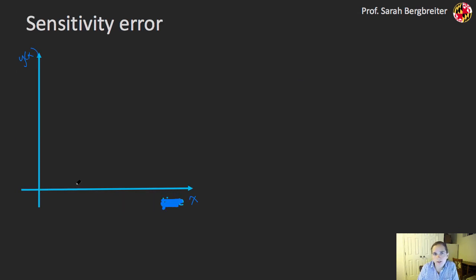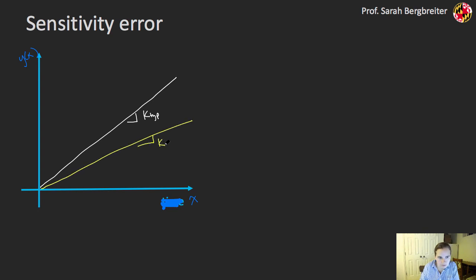Another type of error that is not uncommon in a data sheet would be sensitivity error. So I might have some typical sensitivity in my sensor, let's call that K typical. And I might have some bounds on that. I might have a lower bound where I have some minimum sensitivity, and of course I might similarly have some upper bound where I would have a maximum sensitivity.